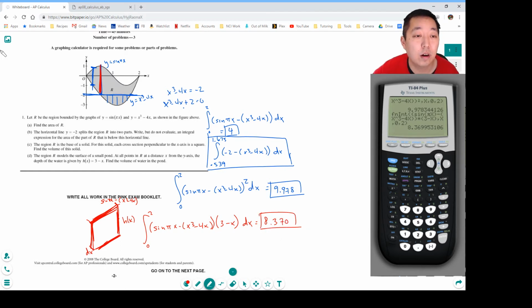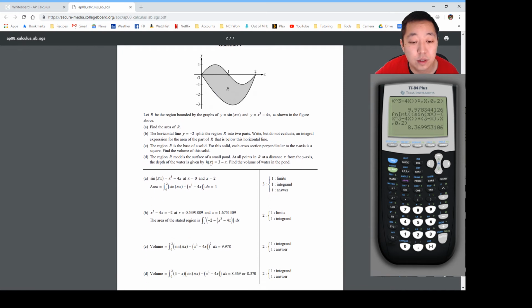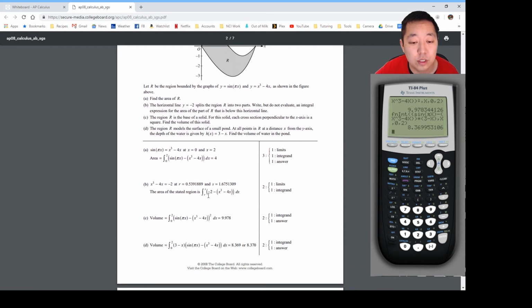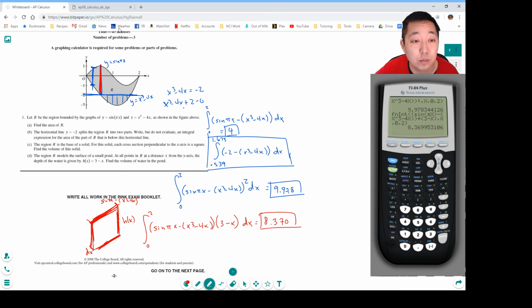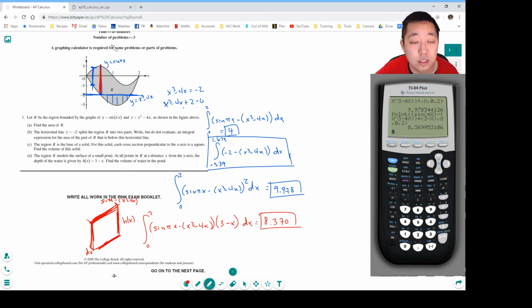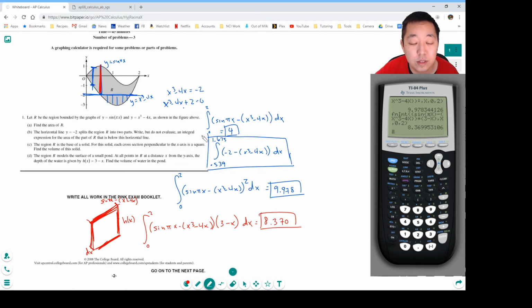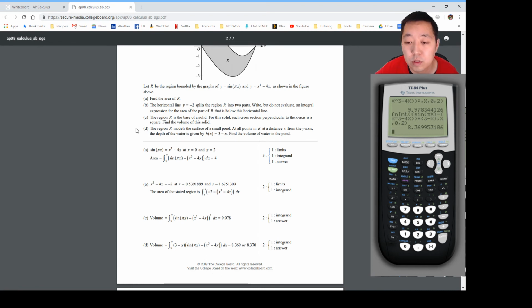Okay, so there are our answers. Let's take a look at the solutions and see how we did. The area is 4. This integral is the area below the line y equals negative 2, and we got the bounds 0.539 and 1.675. Is that what I got? 0.539, 1.675. Good. The volume is 9.978, and this volume is 8.370. Okay, all right.